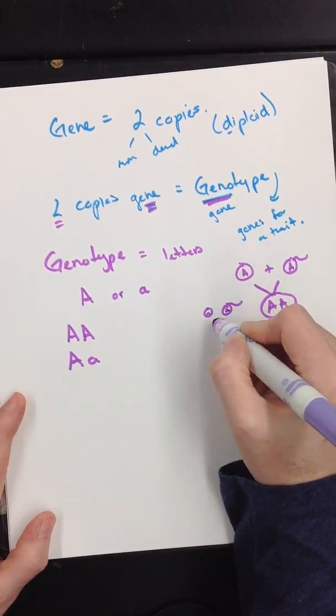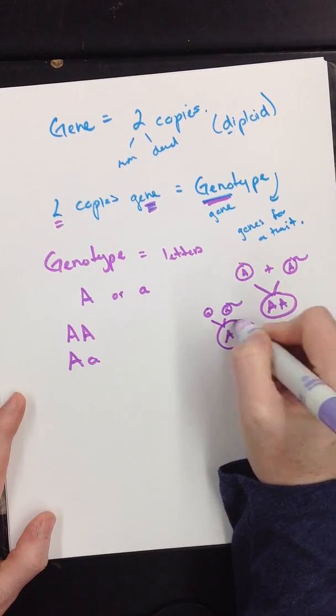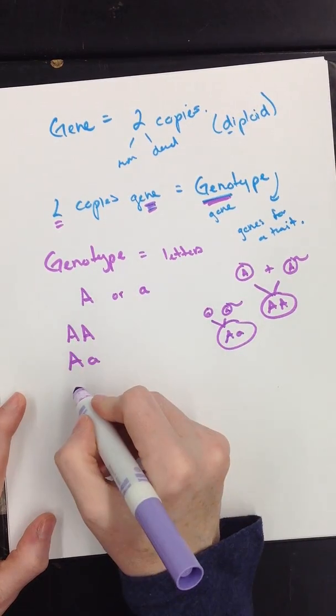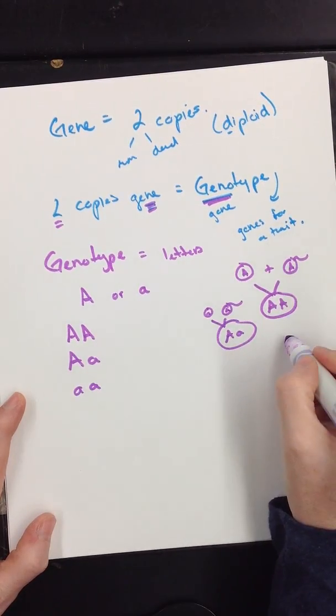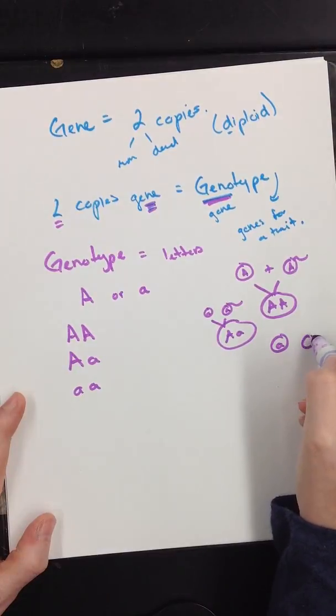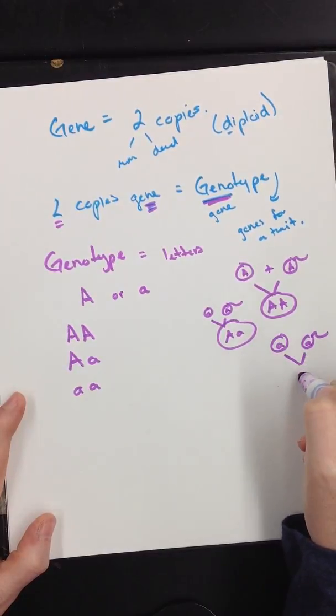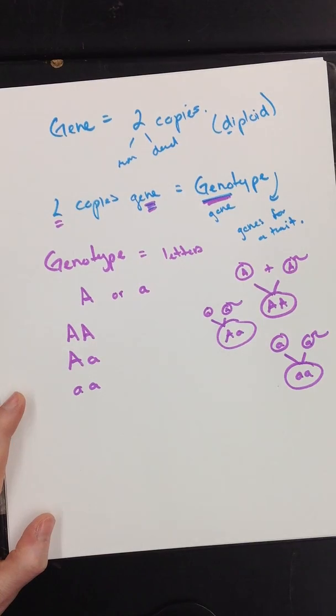Here's my sperm. He had a big A. When they came together, that gave you a big A and a little a. Or you can get two little a's. Same thing: here's my egg with a little a, here's my sperm with a little a, and then there you are, and you get two little a's.